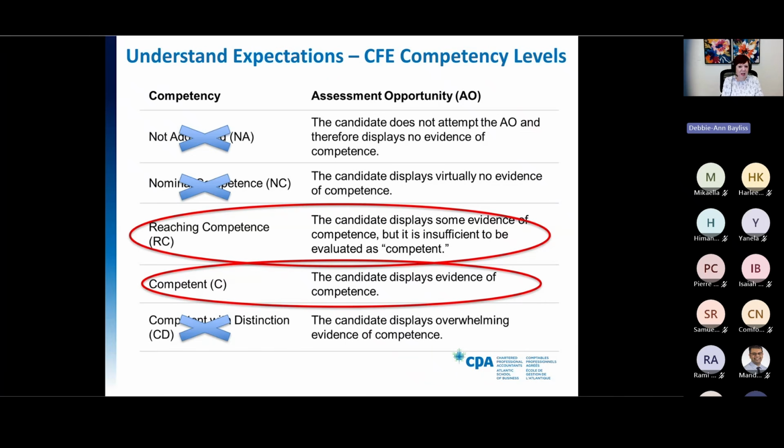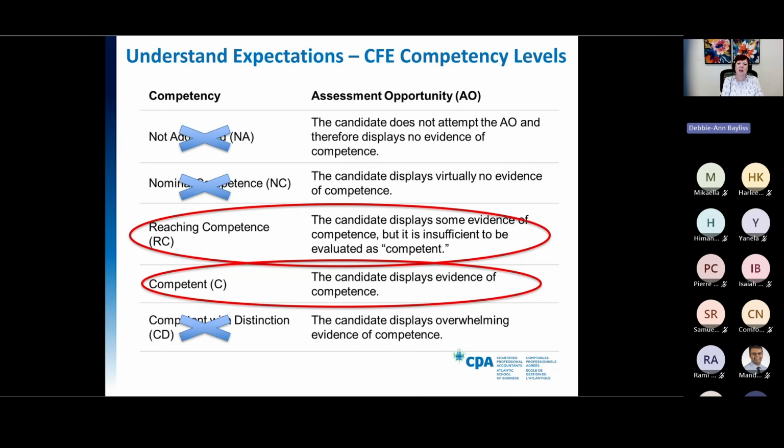So if you notice here, I've X'd out not addressed and nominal competency because, as I said in the Understanding the CFE webinar, performance against those assessment opportunities will not be considered when it comes to the requirements for level 1, 2, 3, and 4.